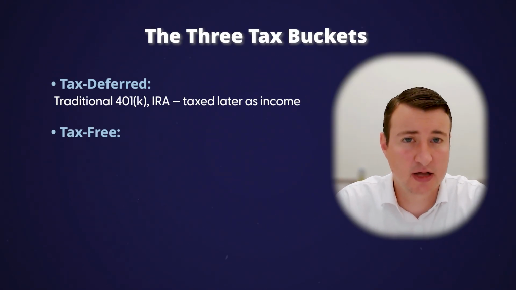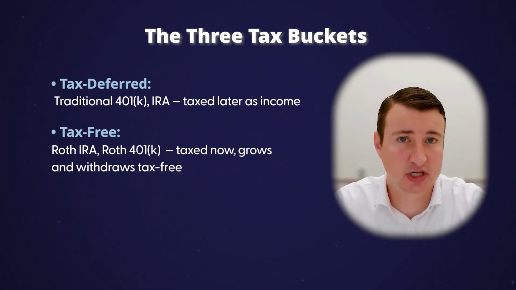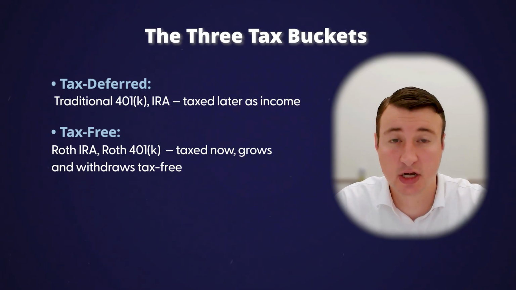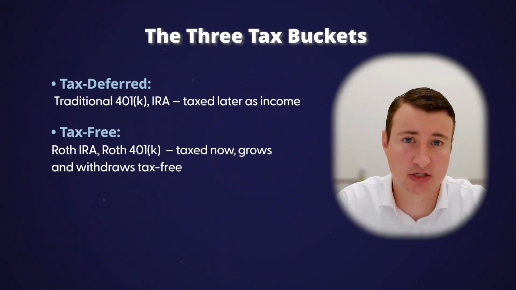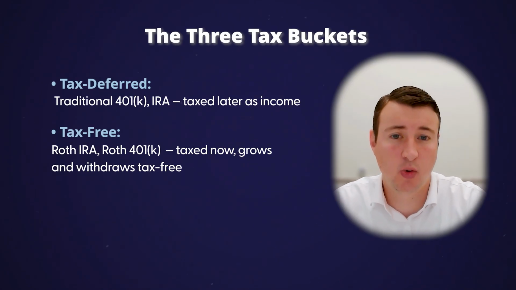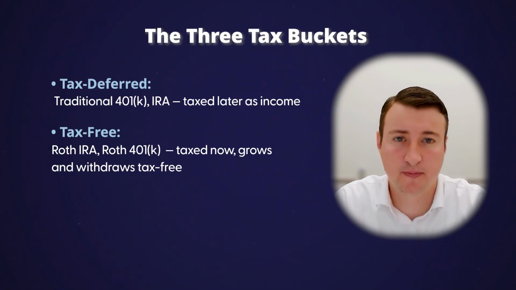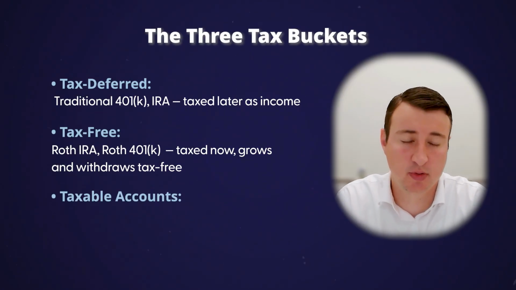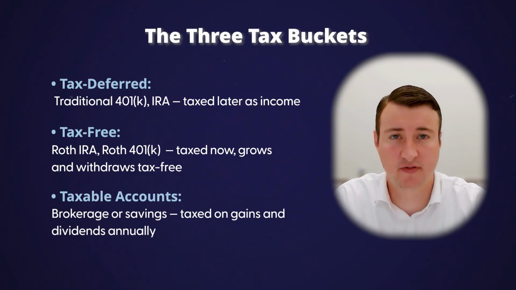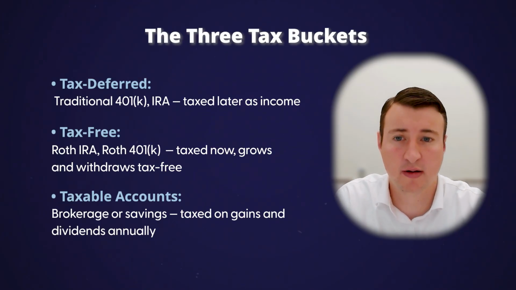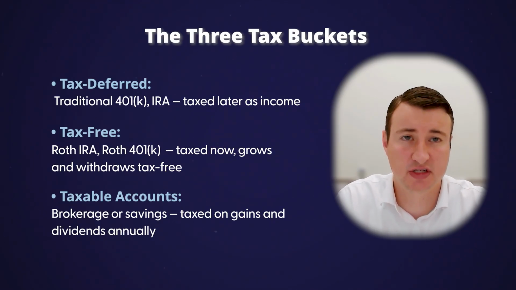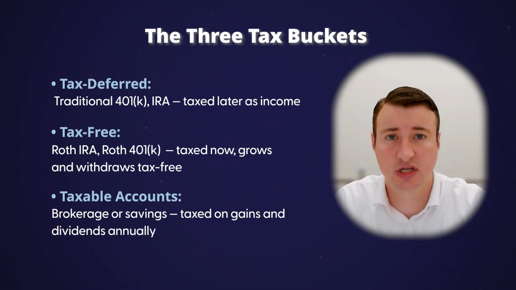There are tax-free accounts, which work the exact opposite way. Those are things like your Roth IRAs and your Roth 401ks. Contributions are after tax, growth is then tax-free, and qualified withdrawals are then tax-free as well. Finally, we have our taxable accounts. These are brokerage accounts and savings held outside of retirement accounts. You pay taxes annually on dividends, interest, and realized capital gains, but the principal is generally tax-free when withdrawn. Having all three buckets gives you flexibility to manage taxes strategically in retirement.